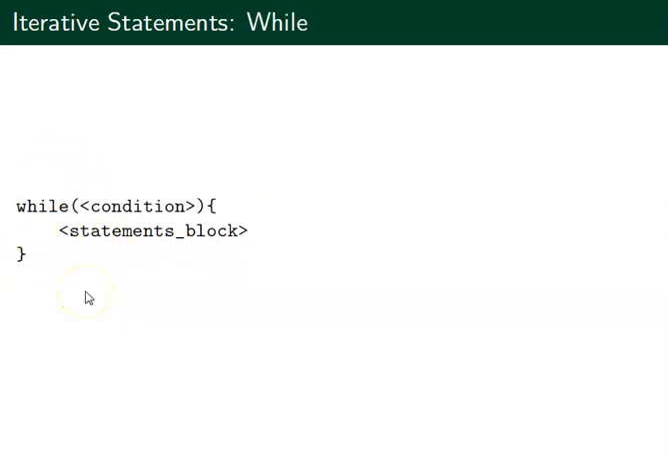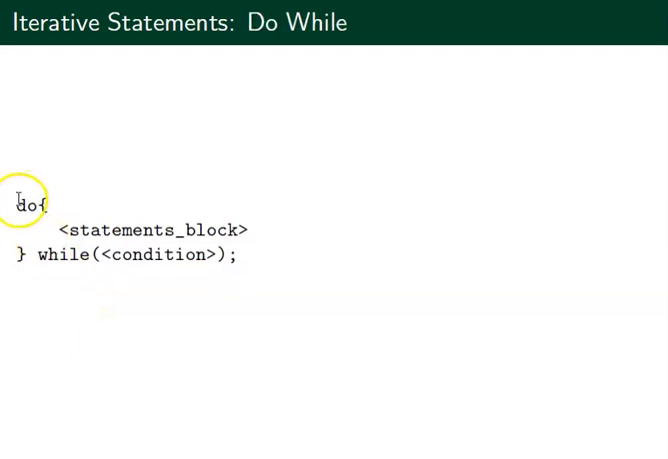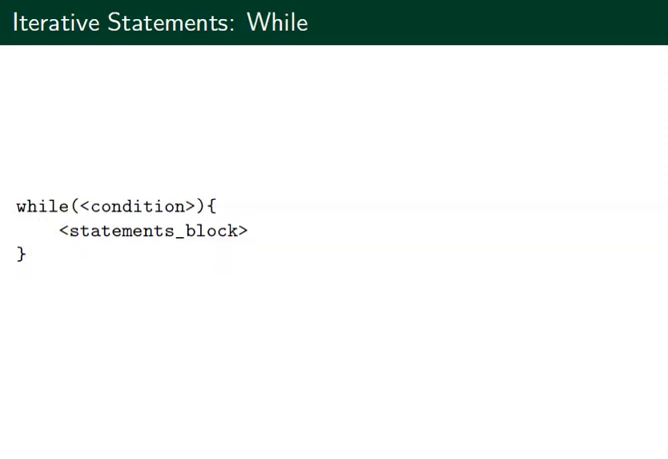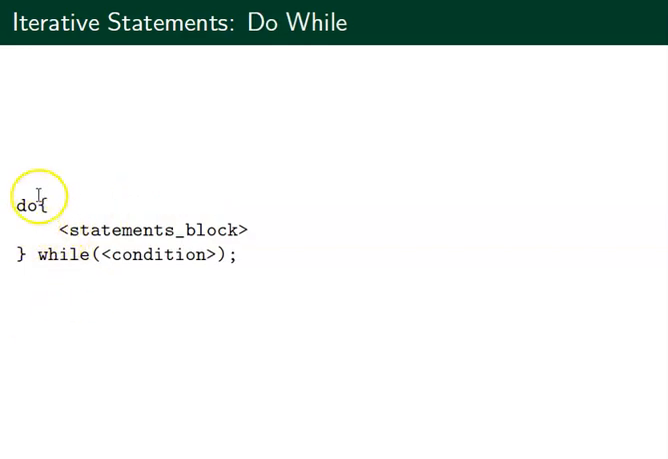Okay, what's the difference between a while and the do while? The do while does the loop at least one time. However, the while can do the loop 0 times if the condition fails from the beginning. The do while checks the condition after the block is executed once.